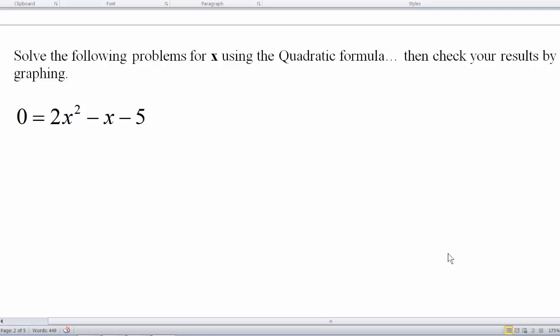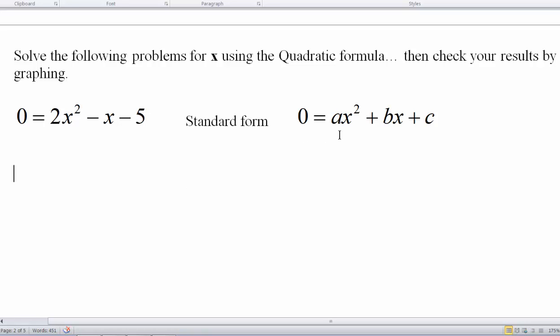So in this video, we're going to solve the following problems for x by using the quadratic formula. Right, so here's my function, 0 equals 2x squared minus x minus 5. And again, the first step, we want to make sure we're in standard form, which we are. This is in the form of 0 equals ax squared plus bx plus c. So we can now start identifying the parts a, b, and c.